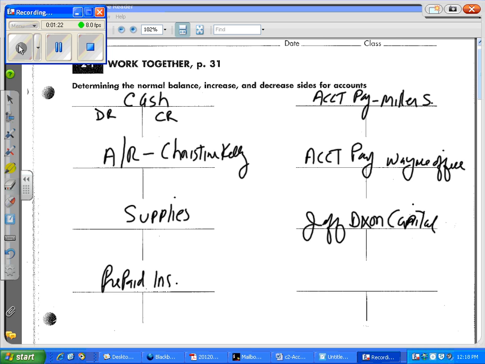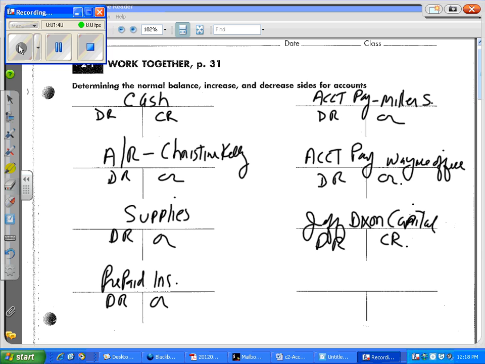All right, so let's fill in all of the debits and credits. Debits always on the left, credits always on the right. All right, now it wants us to label each side of the account normal balance, increase, or decrease.